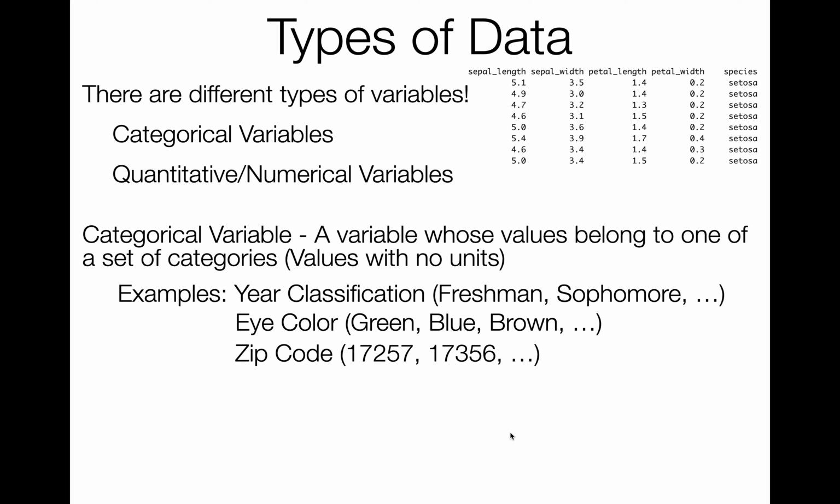But if I subtract zip codes 17356 minus 17257, I get 101. But what does a difference of 101 in zip code mean? Okay, I don't think there actually is one, so there is no difference. So operations like addition and subtraction, multiplication, they don't have any meaning with categorical variables. I think that's the easiest way to remember that. There aren't units associated with the value, even though the value may be a number.